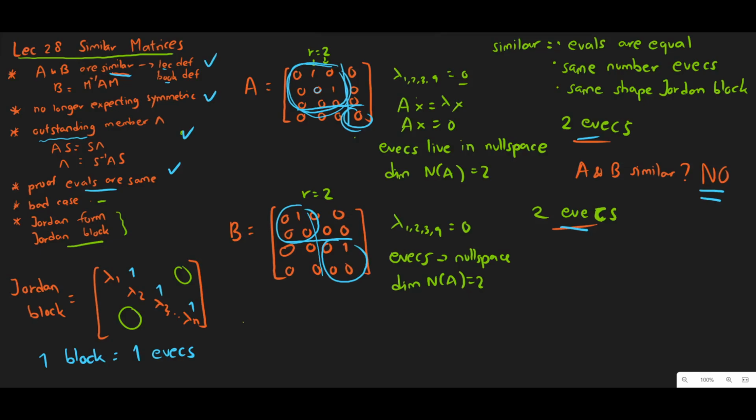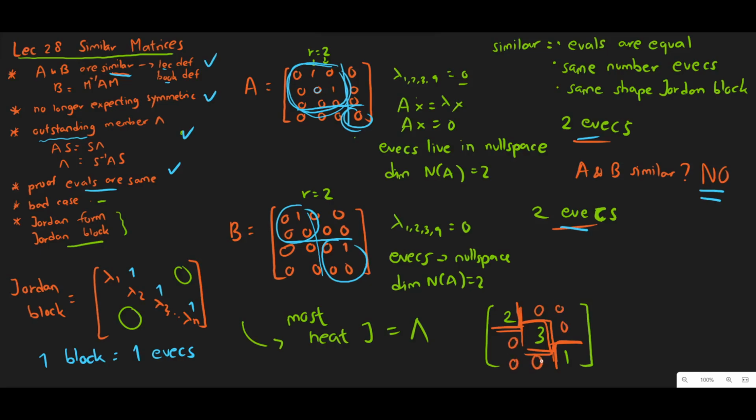Okay, and the neatest Jordan form is when the Jordan block equals our lambda, right? So for example, if you have distinct eigenvalues, say 2, 3, 1, how many Jordan blocks do you have in this case? You have 3 of them. You have just those eigenvalues sitting in 1 by 1 blocks in each column, in each row, right? The rest is all 0, 0, 0.